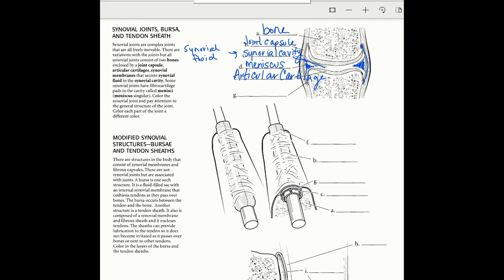And lastly, G here, we're going to have our synovial membrane. That's a little bit messy.